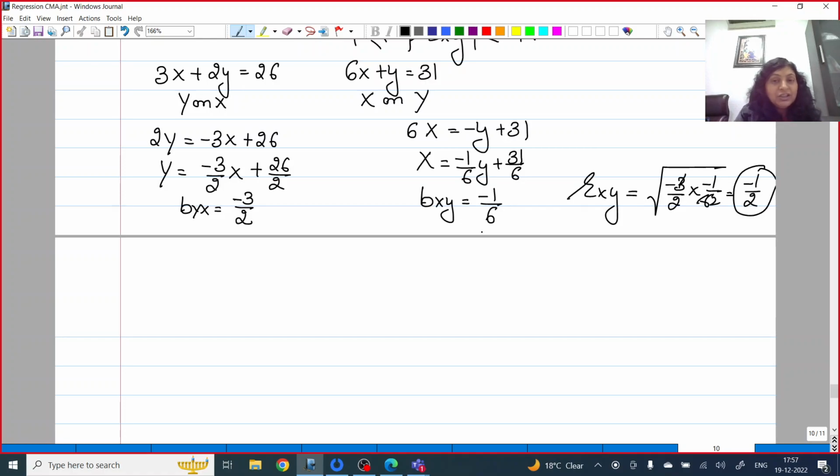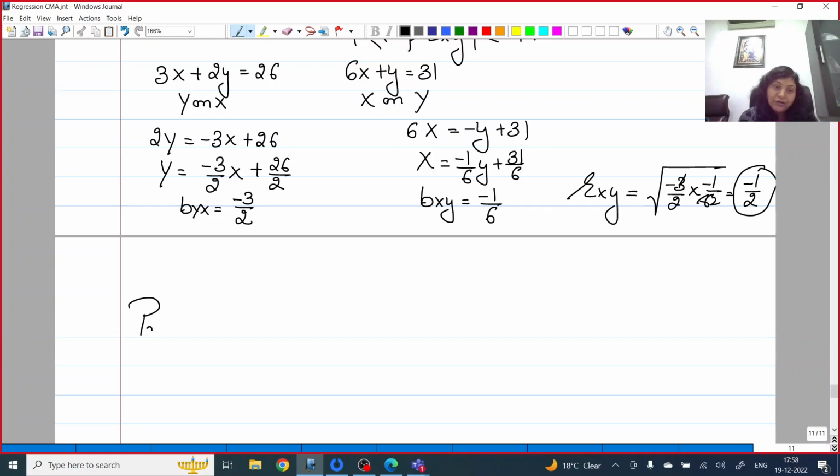So first you have to assume one as x on y and the second as y on x. Find bxy and byx. Then find the correlation. Correlation is the geometric mean of regression coefficients. When we compute the correlation, if it lies within the range, your assumption is correct. If it lies beyond the range, your assumption is wrong and you have to flip your assumption. This is how you can identify which one is x on y and which one is y on x.